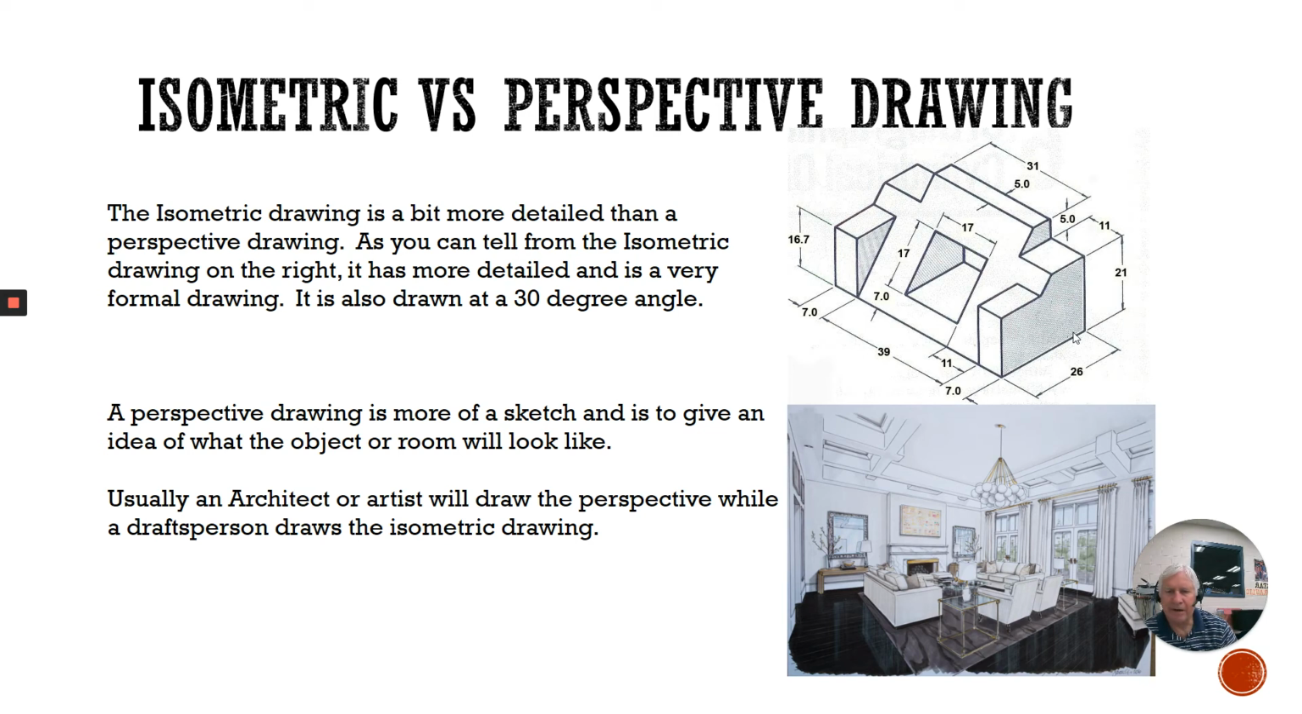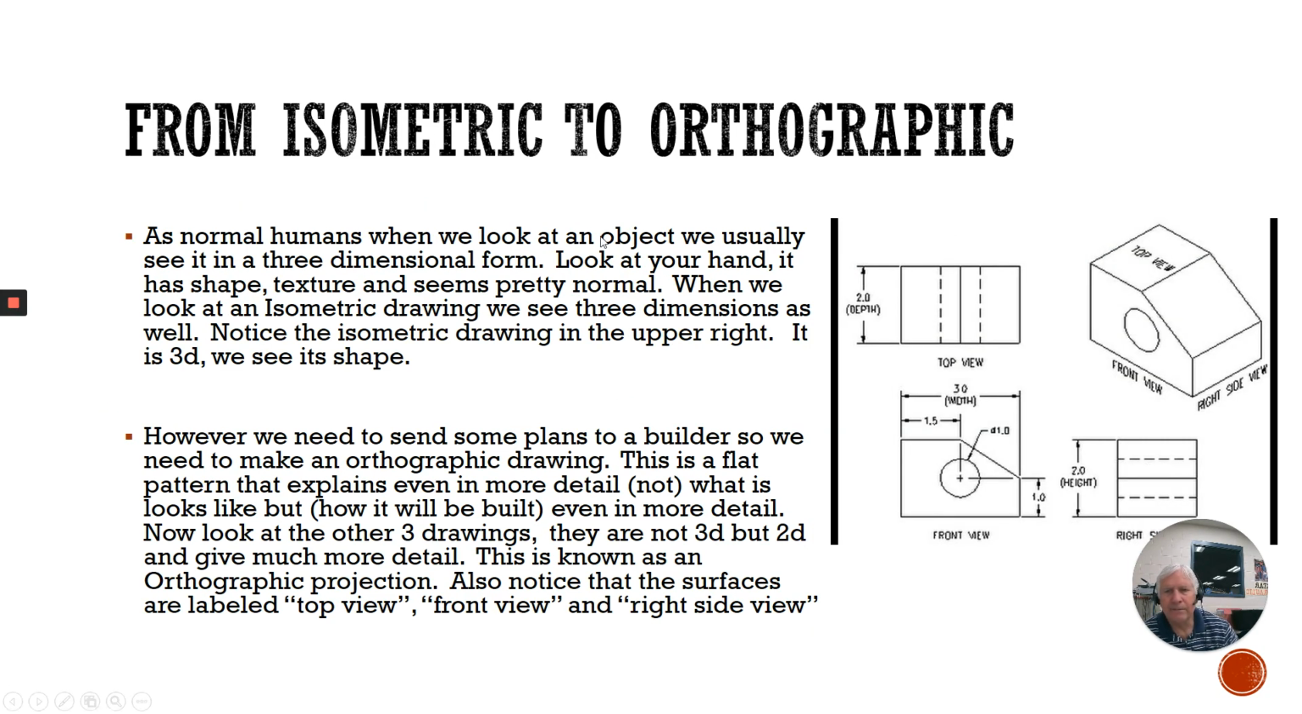All right, a perspective drawing is more of a sketch, and is to give an idea of what the objects of the room will look like. Usually an architect or an artist will draw the perspective, while a draftsperson draws the isometric drawing. Okay, believe it or not, people go to school for both of these, so they can sit down and they can do some drawing and designing.